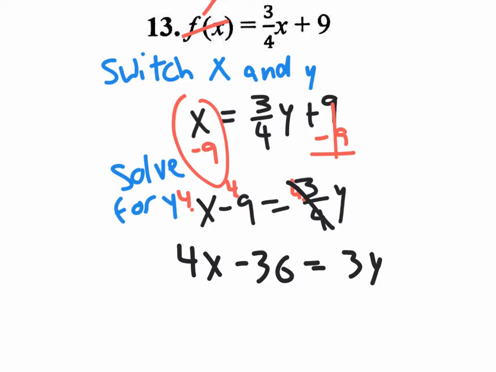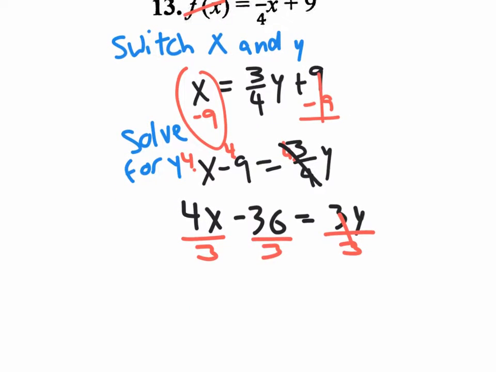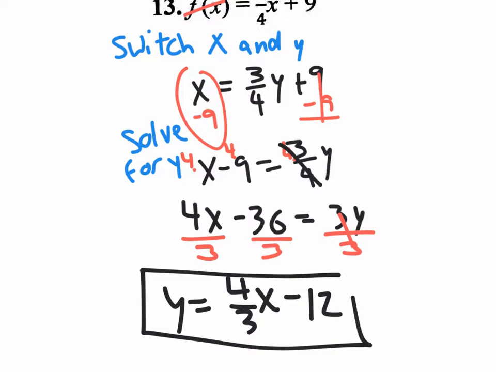You almost have y by itself. Your final step would be to divide by 3, and divide by 3. Now right here, it's a good idea to divide everything by 3 because 36 is divisible by 3. So your final answer will be y by itself equals 4 divided by 3 stays 4/3 with an x. 36 divided by 3 happens to be negative 12. Ladies and gentlemen, that is the inverse function of the original.